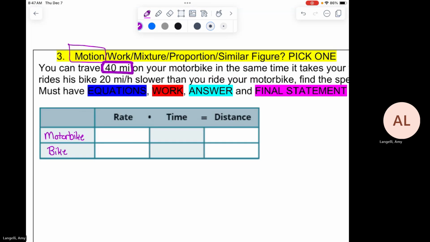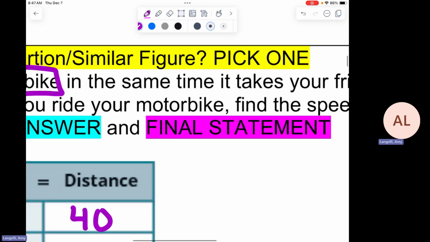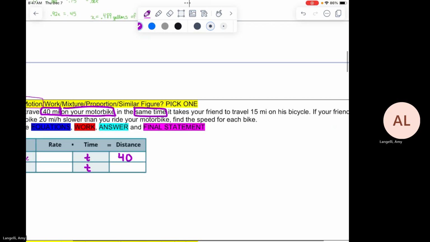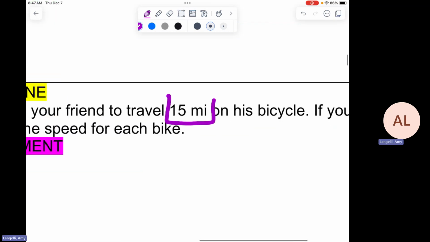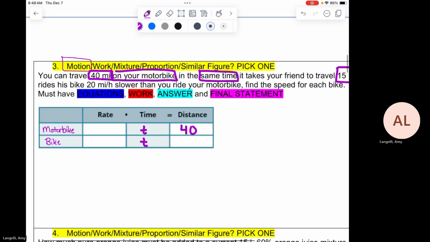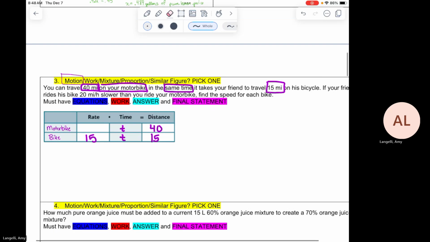It's a distance. Do you think it's a distance for the motorbike, or is it a distance for the bike? Good. What did we refer to in the notes when I said it's same time? And what does that mean for our chart? T. Good. And now your friend has 15 miles. Where does this go? Good. Bottom here or here? Good.